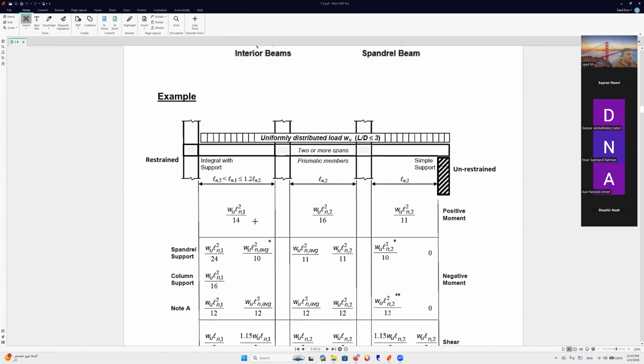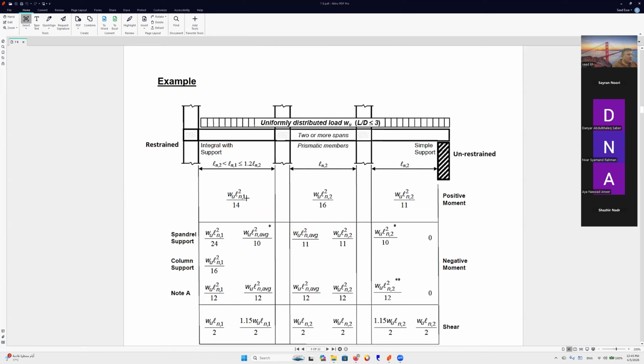So we have Ln2 here. What's the positive moment? It is w Ln1 squared, this is Ln1, this span. This is the positive moment, M positive, at the middle of this part. While here we will have the negative. Also here we have the negative. At a spandrel support, it is w Ln squared over 24, and here at this face we will have w Ln squared with the average.